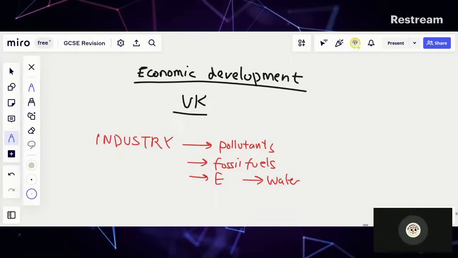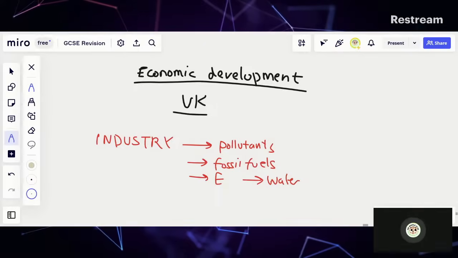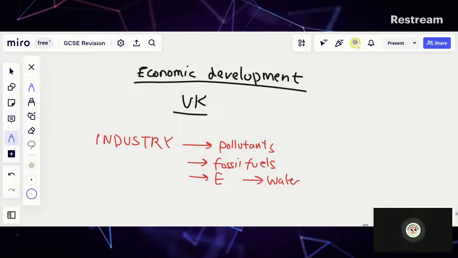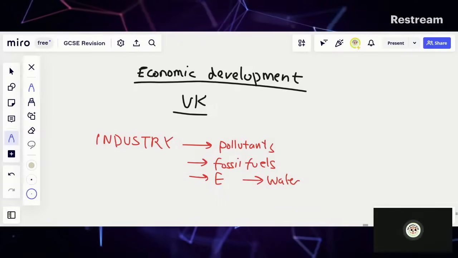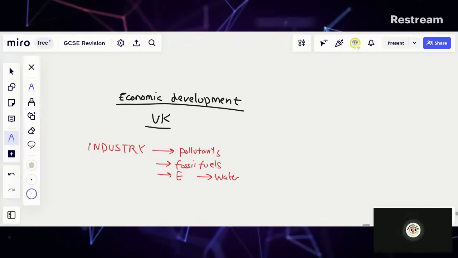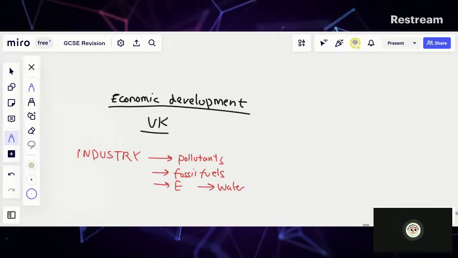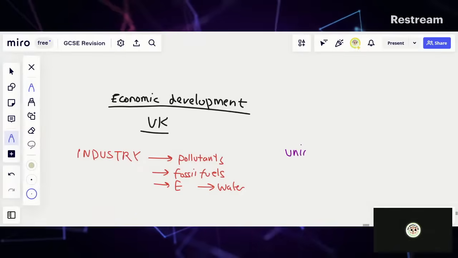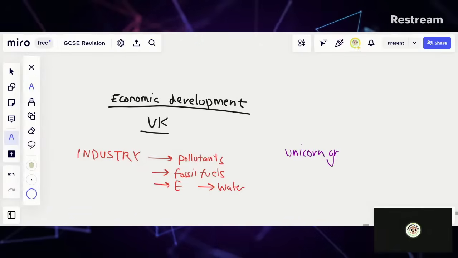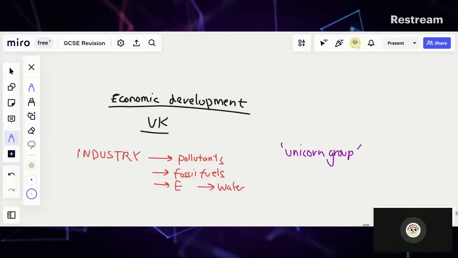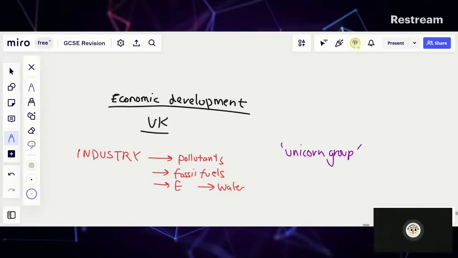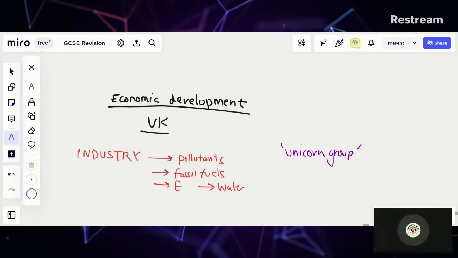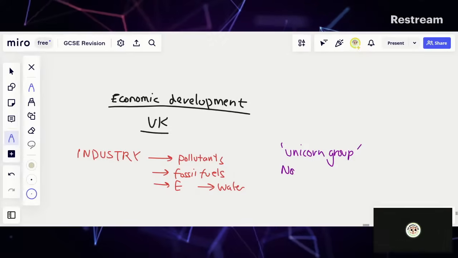Now, modern industrial developments are actually much more environmentally sustainable. Now, I know I wasn't just going to discuss examples and case studies necessarily right now, but I'll just give you one example. So, there's the Unicorn Group. Now, the Unicorn Group is a group of manufacturers found and based in Northern Ireland.